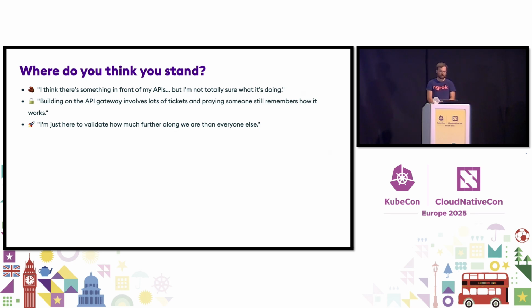Building on the API gateway involves lots of tickets and praying someone still remembers how it all works. Anybody feel like that resonates with them? You got a couple. And who's here feeling really confident, like, I'm just here because I'm rock solid and want to see where everyone else is struggling? Nobody seems to be that confident either. That's good. We like some modesty.